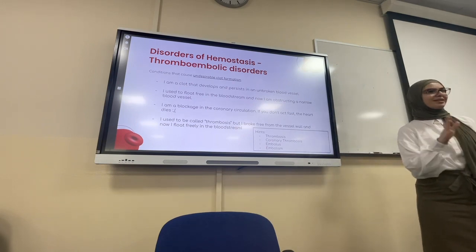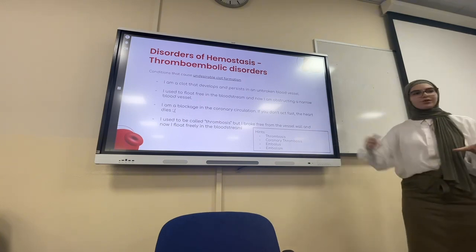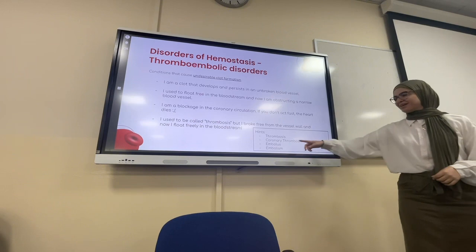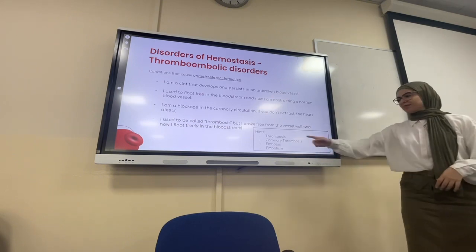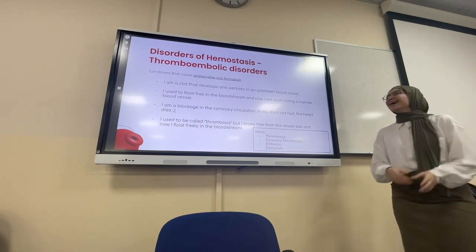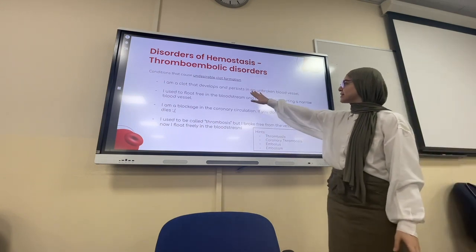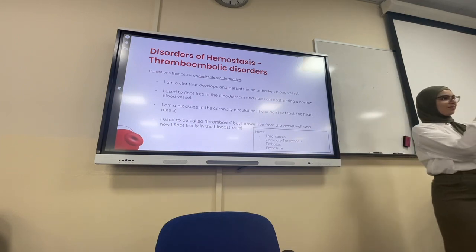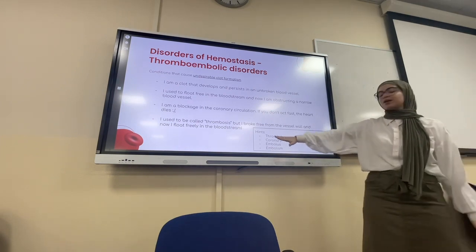Thrombosis. Who said what? Who says thrombosis? You're saying thrombosis. Who's saying an embolus? Who's saying embolism? Who's saying nothing? So it persists in an unbroken blood vessel. It stays there, localized in that place. So it's most probably going to be a thrombosis.